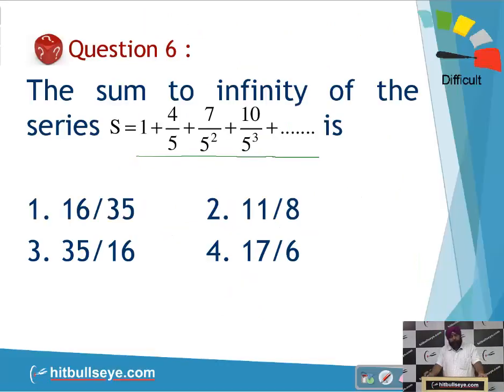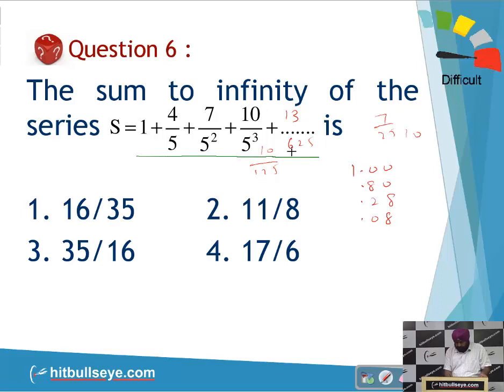Let us see. Simply we have to add. The first term is 1. Second term is 4 by 5, it's 0.8. Third term is 7 by 25, it's 0.28. Fourth term is 10 by 5 cube, that is 10 upon 125, so this is 0.08. The next term would have been 1, 4, 7, 10, 13 upon 625.